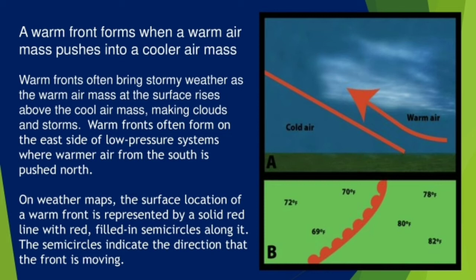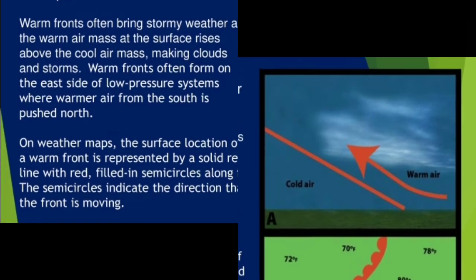Warm fronts often form on the east side of low-pressure systems where warmer air from the south is pushed north. On weather maps, the surface location of a warm front is represented by a solid red line with red filled in semicircles along it, like in the map on the right. The semicircles indicate the direction that the front is moving. They are on the side of the line where the front is moving. Notice on the map that temperatures at the ground level are colder in front of the front than behind it.